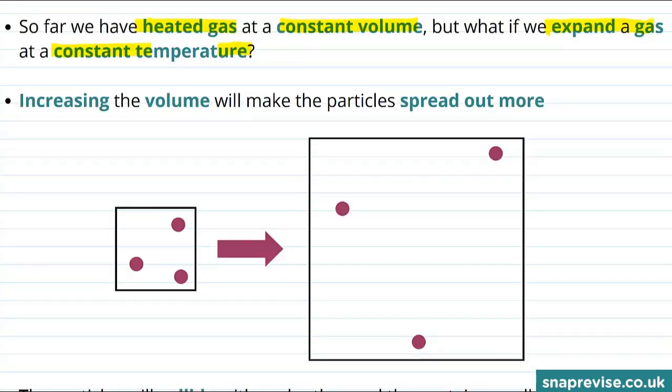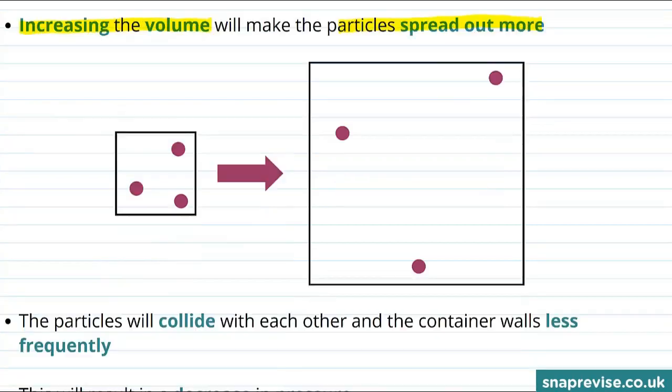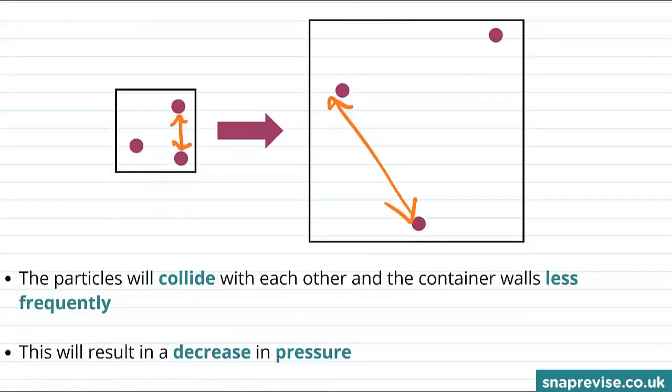So constant temperature here you can think of as meaning that the speeds of the particles aren't really going to change. Well, in this case, increasing the volume is going to make the particles spread out more because they have more area available to them. On the box on the left, the particles are restricted to be quite close to each other, whereas in the other box they are not.